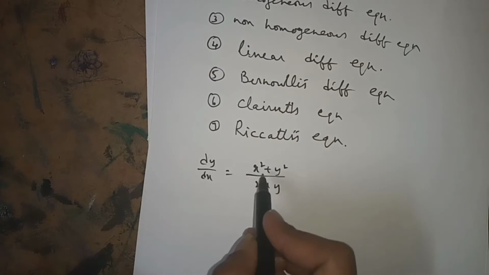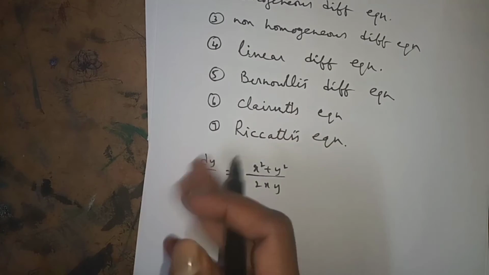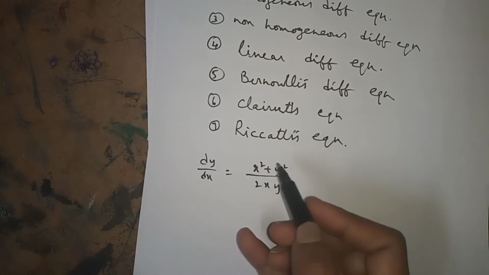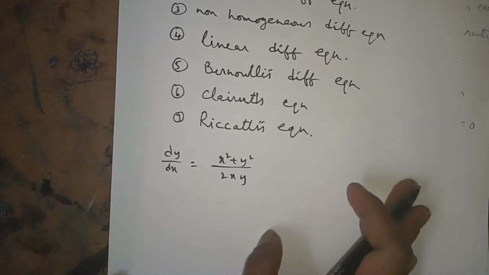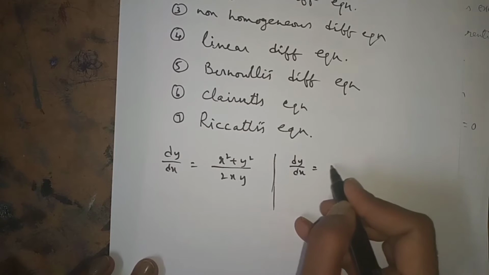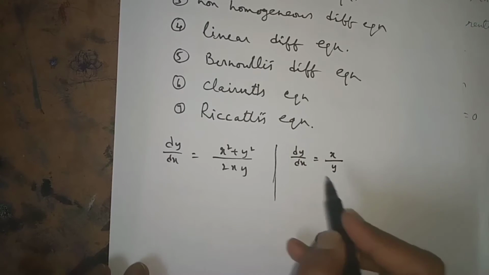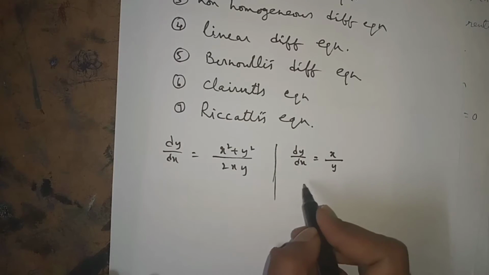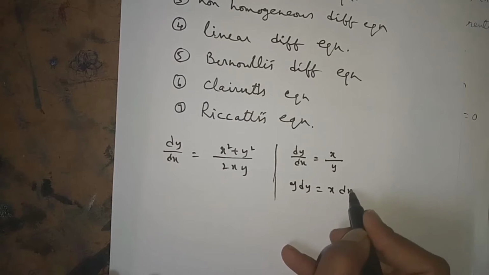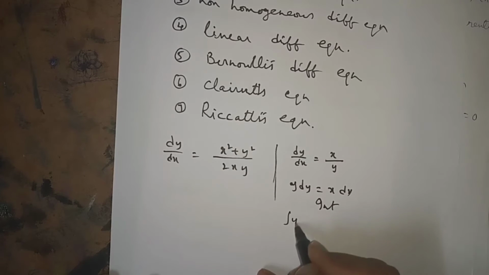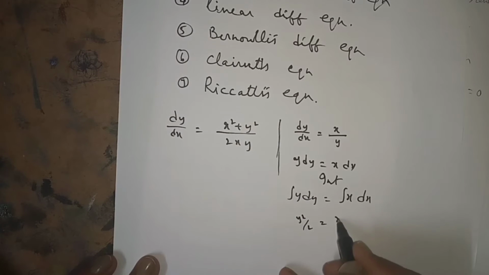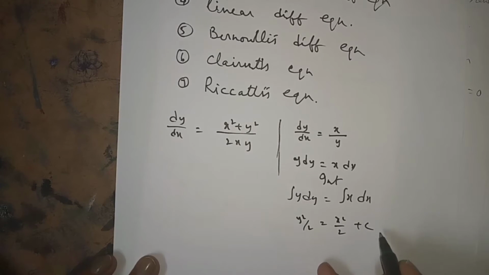Here, whatever you do, you cannot separate the x variables and y variables. That's why you cannot apply the variable separable method here. Now we can apply homogeneous, or exact, or some other methods. For example, one more equation, dy by dx equal to x by y. Is it possible to separate the variables? If you cross multiply, y dy equals x dx. Integrating, integral y dy equals integral x dx, so y square by 2 equals x square by 2 plus c.